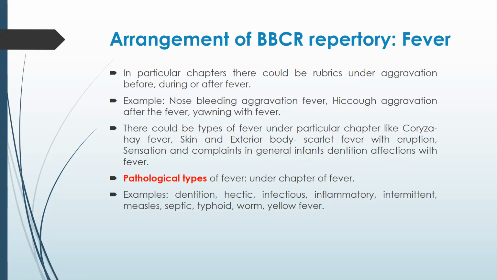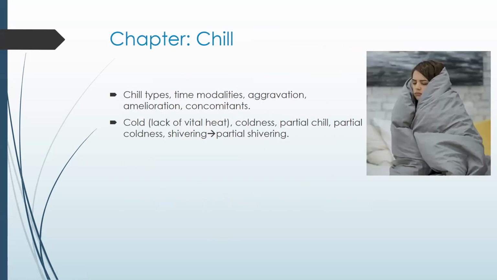BBCR repertory. The different pathological types of fever are mentioned in the chapter of fever, like dentition fever, hectic fever, infectious, inflammatory, intermittent, measles, septic, typhoid, worm, yellow fever. The chapter of chill. So in chill chapter, each chapter is having a time modality followed by aggravation, amelioration, and concomitants. All are important. Then in chill chapter, it's given cold, coldness, whether it is a partial chill, partial coldness, shivering, and partial shivering. This is the arrangement of the chill chapter.